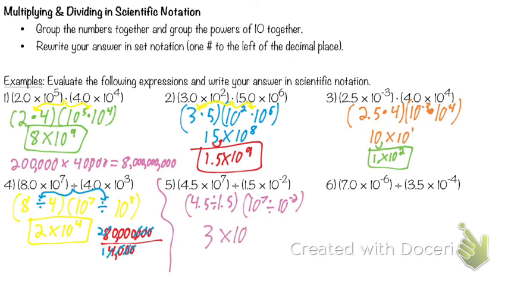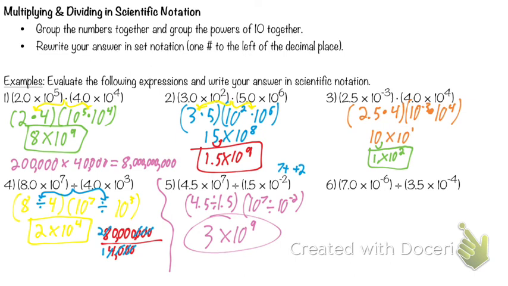3 times 10 to the... What do we do with those exponents? 7 and negative 2. Subtract. Now, could this get tricky here when you're doing 7 minus a negative 2? Yeah, you'd end up really adding them. So we get 10 to the what? 9th. Now, we double check. Is this in scientific notation? Yes, sir. It is. What's up? Okay? Does it make sense?